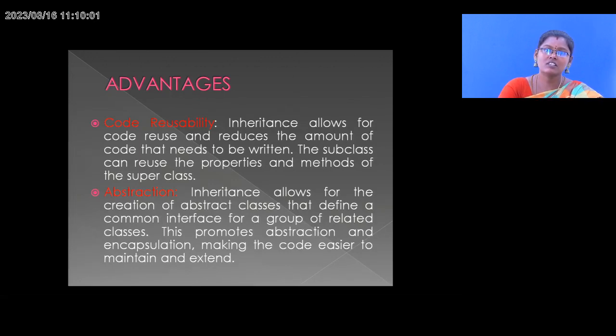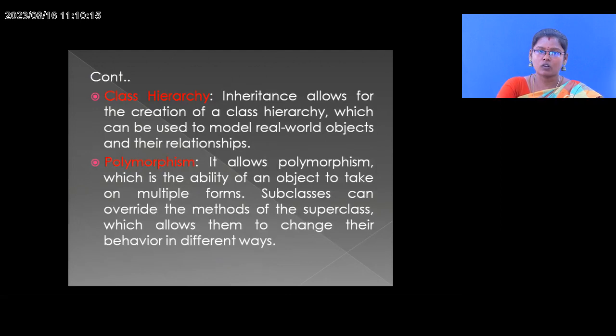Then abstraction allows abstract classes that define a common interface for a group of related classes. We promote abstraction and encapsulation, making the code easier to maintain and extend. Then class hierarchy can be used to model real-world objects and their relationships. Polymorphism means more than one form. The subclasses can override the methods of the superclass, which allows them to change the behavior in different ways.